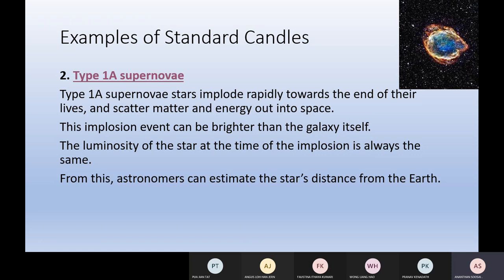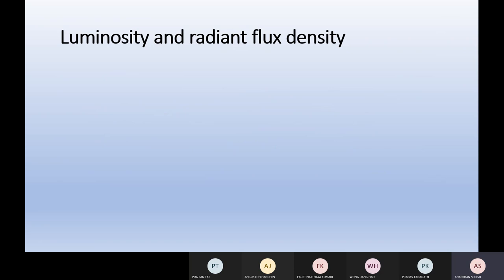Now let's go into how to find the distance. So luminosity and radiant flux density, how are they related? As I told you, you learned this already. The light bulb and you. The power in that formula is the luminosity. The intensity in that formula is radiant flux density. New names now, but same concept. Luminosity is the power of the star. Radiant flux density is actually the intensity of the light we receive.